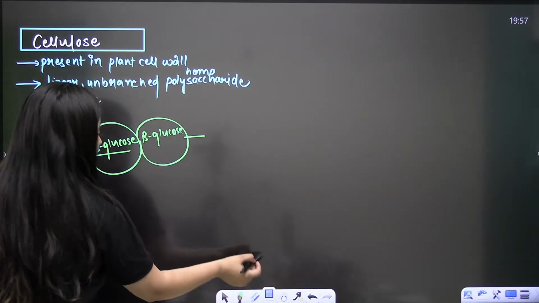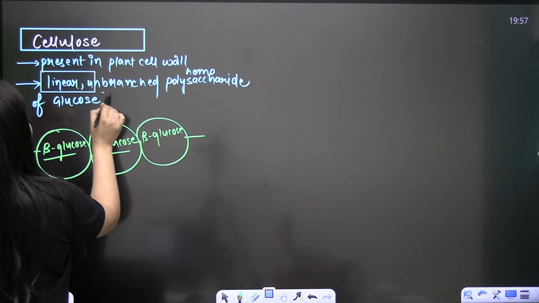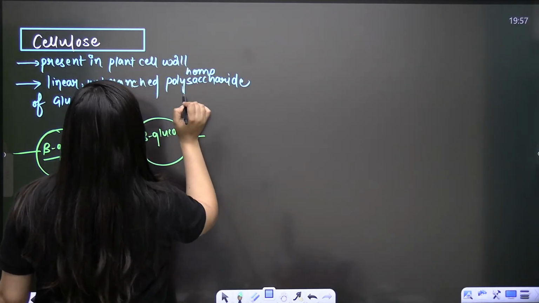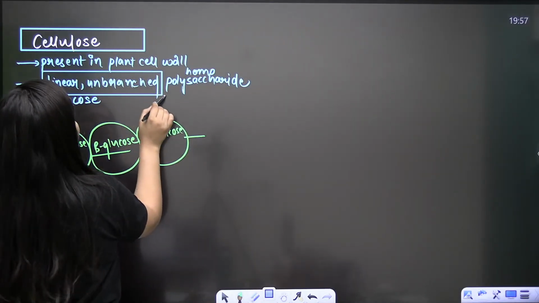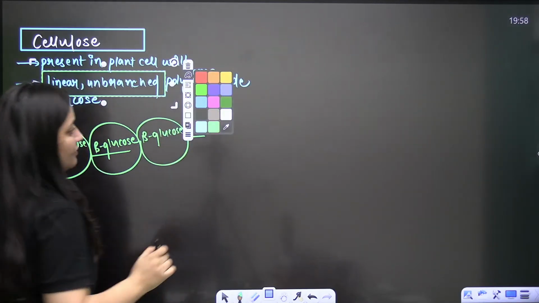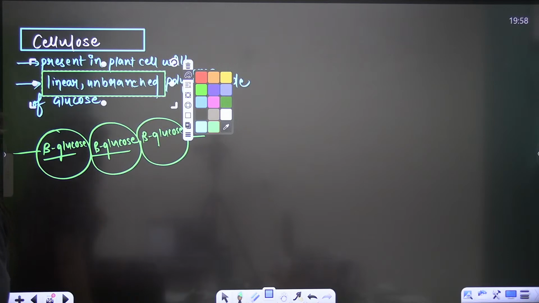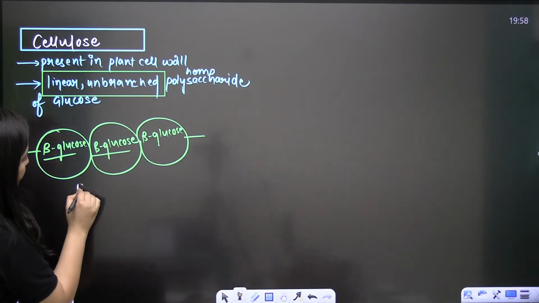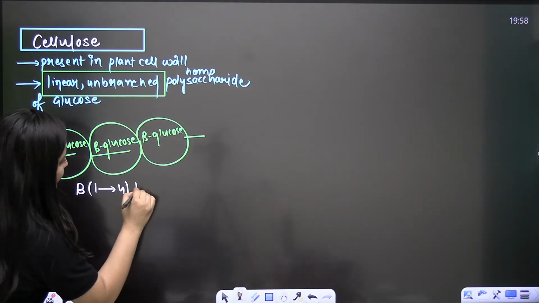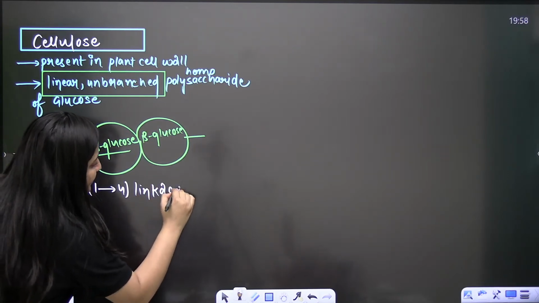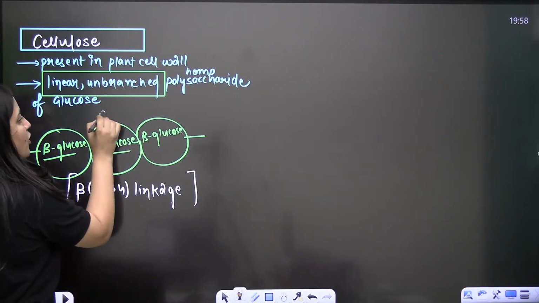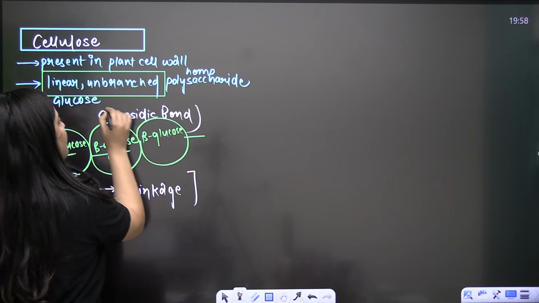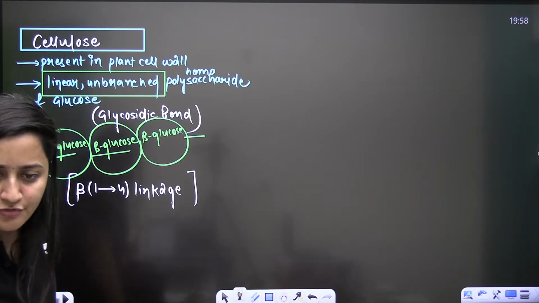So this point is very important, bache, that it is linear, unbranched. Clear? It is linear and it is unbranched. This is important. Cellulose. So obviously, what will it contain? It will contain beta 1,4 linkage. And basically we are talking about which bond here? Glycosidic bond. So ultimately they are all going to be formed with the glycosidic bond.